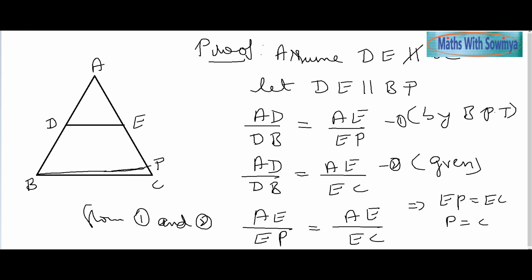So we can say this is only possible if P is equal to C, or we can say P and C are equal. This implies DE is parallel to BC. Even we can use this.